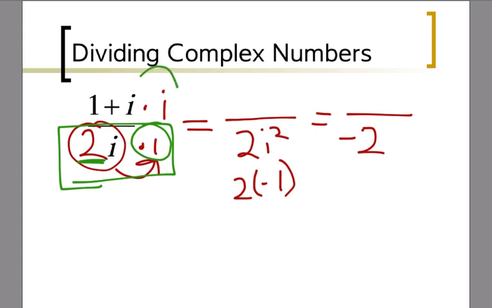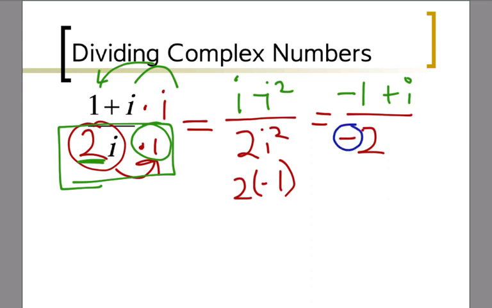And on the top, I would distribute, and I get the same answer as I did before, which would be i minus i squared, which gives you negative 1 plus i. Okay.